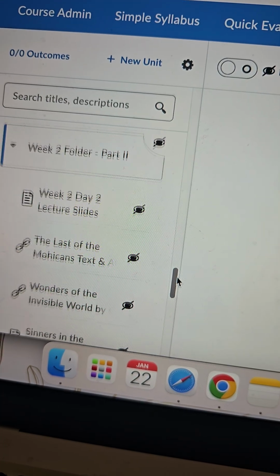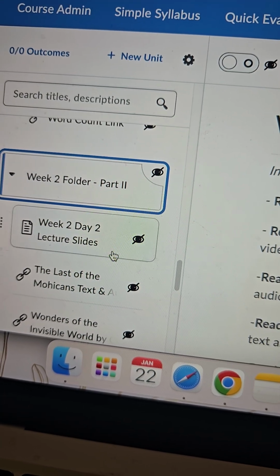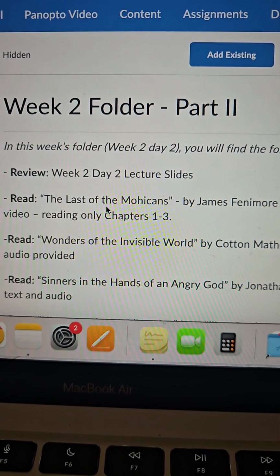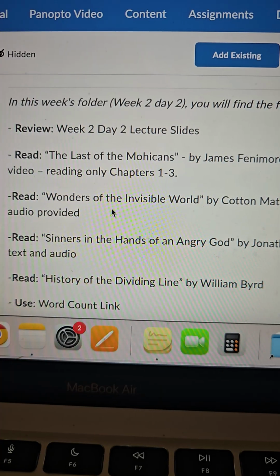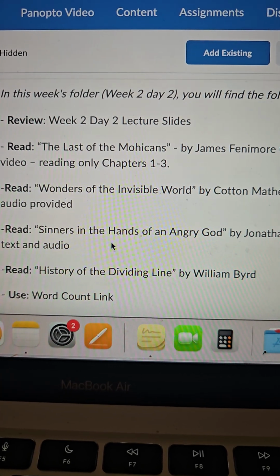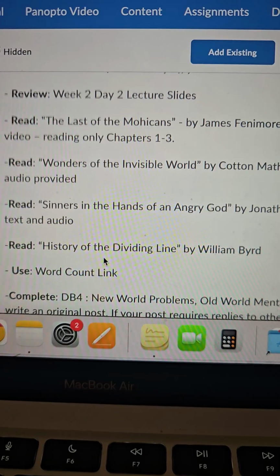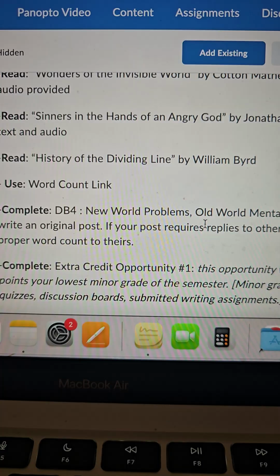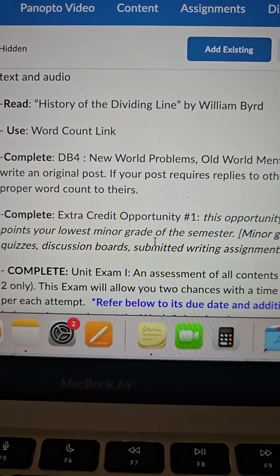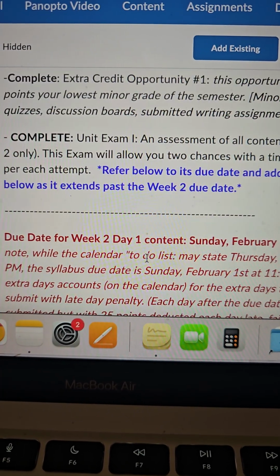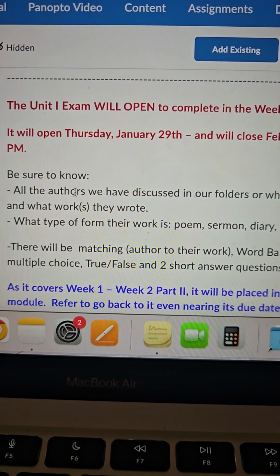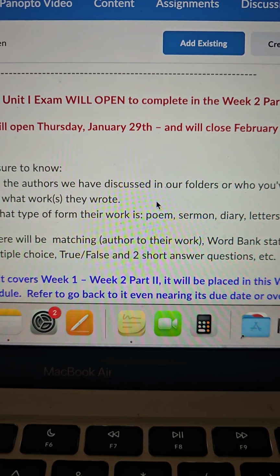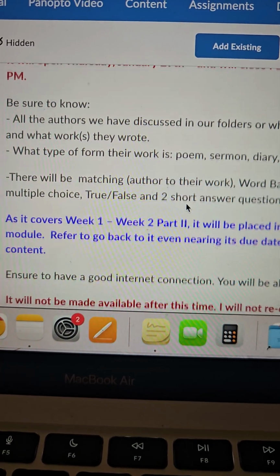Okay. So as we look as a whole, there's week 2, part 2 slides, just like I clicked on it. The Last of the Mohicans, Wonders of the Invisible World, Sinners in the Hands of an Angry God, History of the Dividing Line, Word Count Link, Discussion Board number 4, it should say New World Problems, Old World Mentalities, Extra Credit Opportunity number 1, and the Unit 1 exam. And it also tells you the timeline for the Unit 1 exam, exactly how it said it in the Week 2 Part 1 folder, and how it covers it.